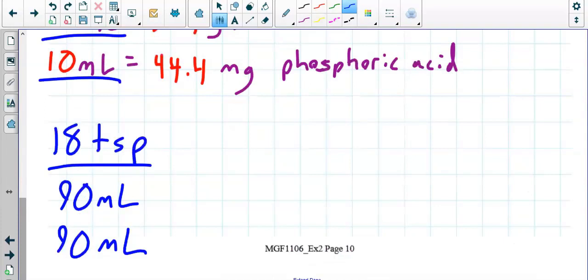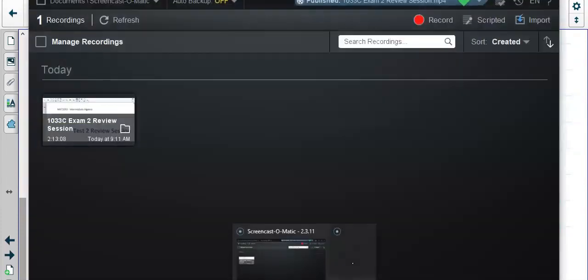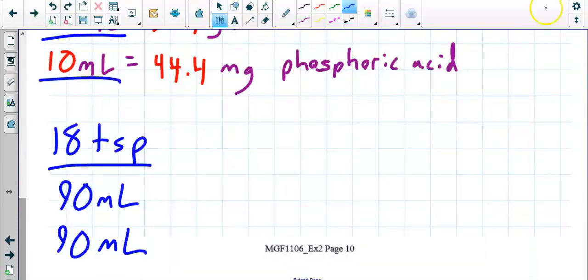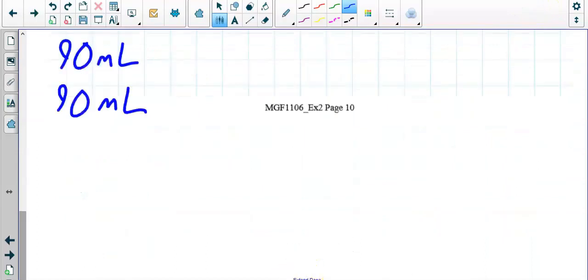Oops, wrong thing. Stop it. Always likes messing around with me. There we go. And 90 milliliters.